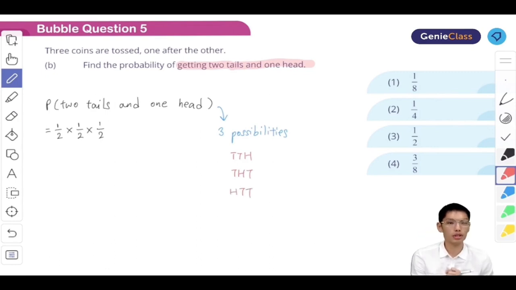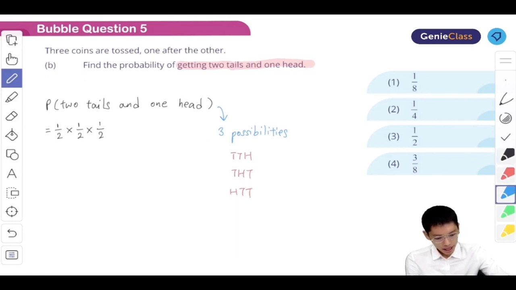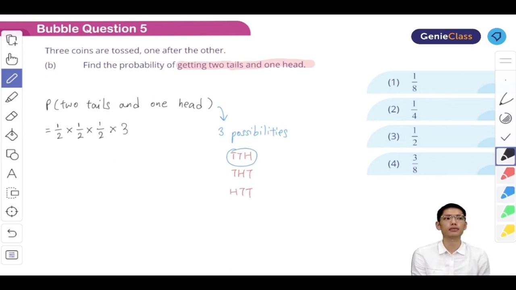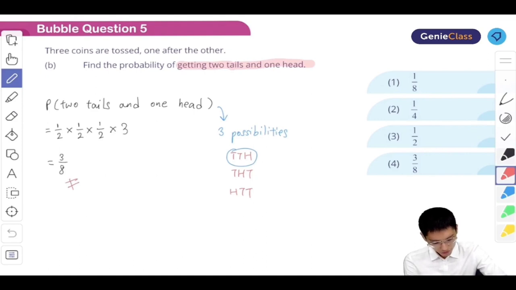That is another possibility. So from here, you realize, oh, this one actually gives me half times half times half. But I have 3 of them. So I need to consider 3 groups of this possibility. And therefore, my answer is actually 3 over 8. So take note, for those who have answered option 1, you only consider 1 possibility. We need to answer all possible possibilities over here, which is 3 over 8.